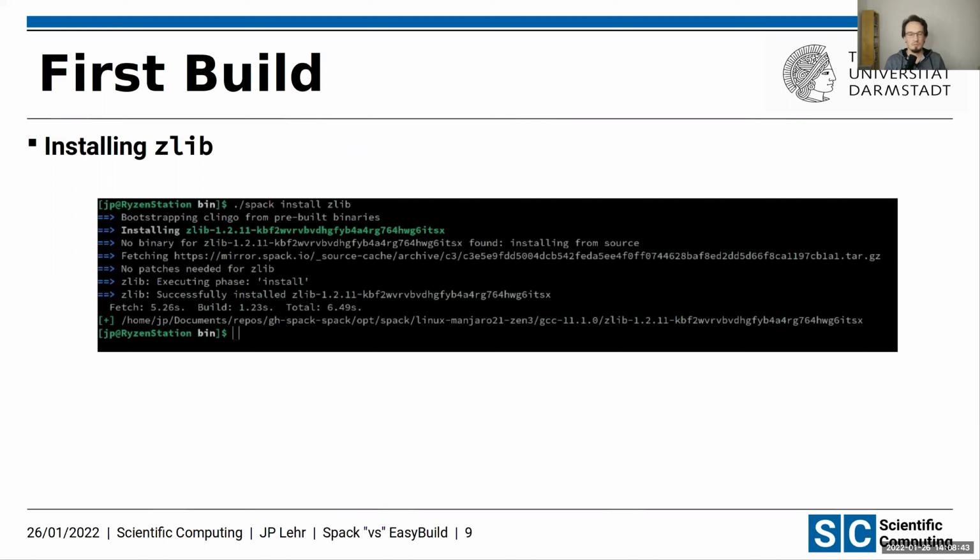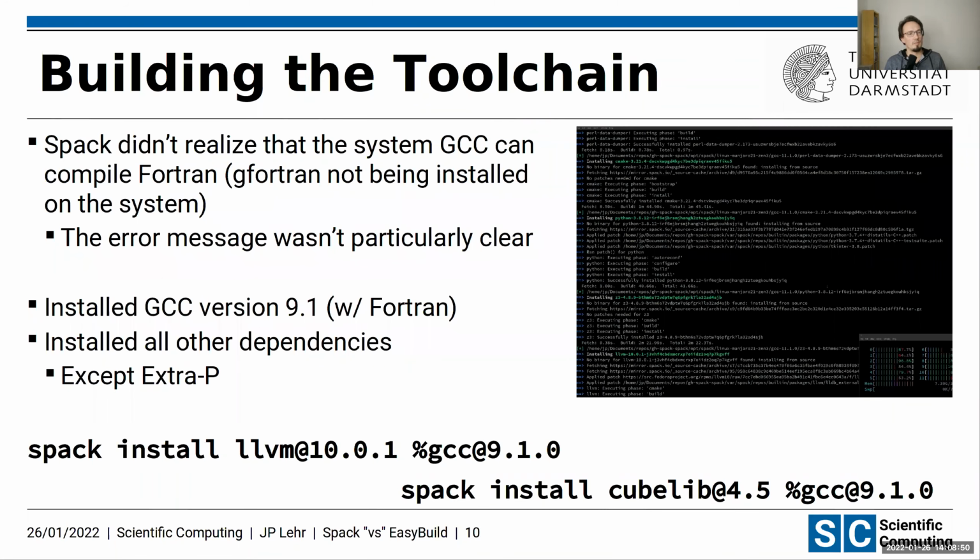So then let's move on to installing actually the MetaCG toolchain. The first thing that I hit was when I wanted to install OpenMPI, that Spack didn't realize that the system GCC can actually compile Fortran, since I did not have the actual gfortran package installed. The error message that I received wasn't particularly clear. So I then said, all right, let's go to the next step already and just install GCC in version 9 from Spack.